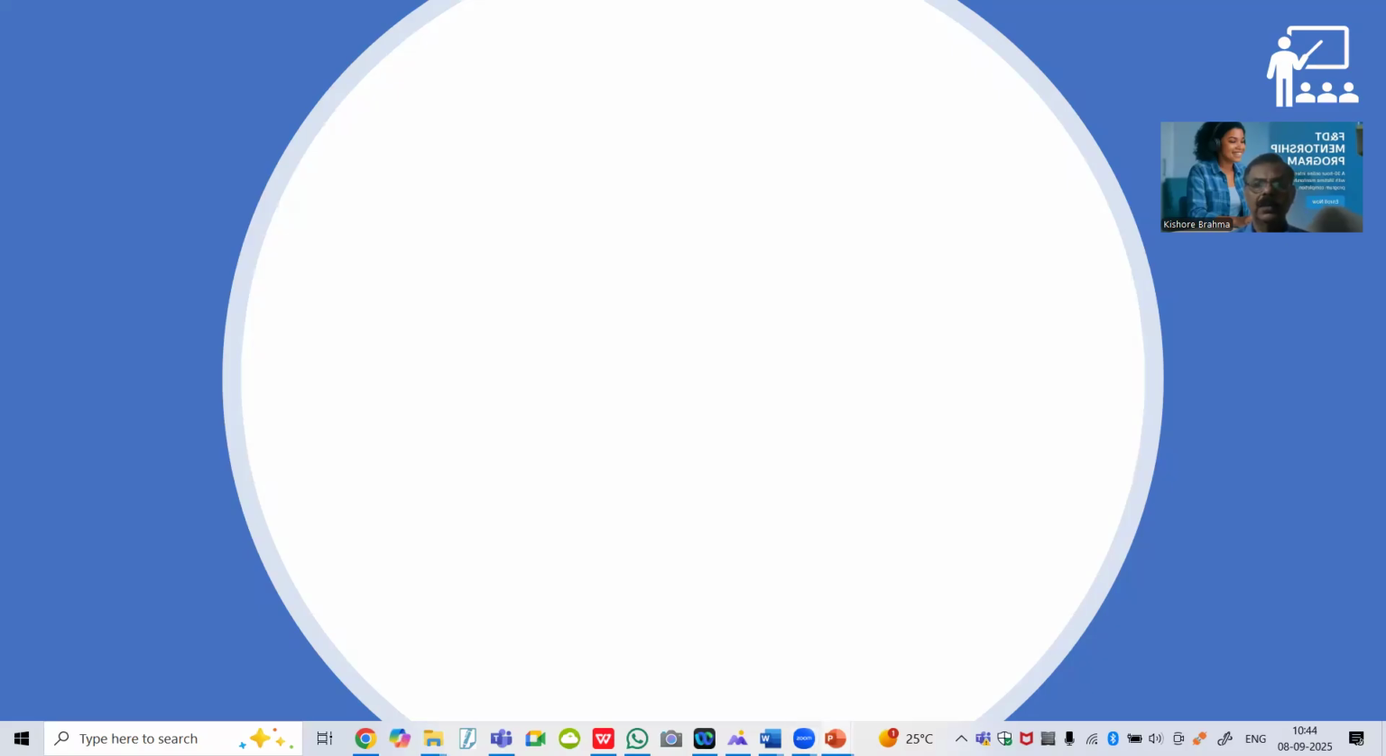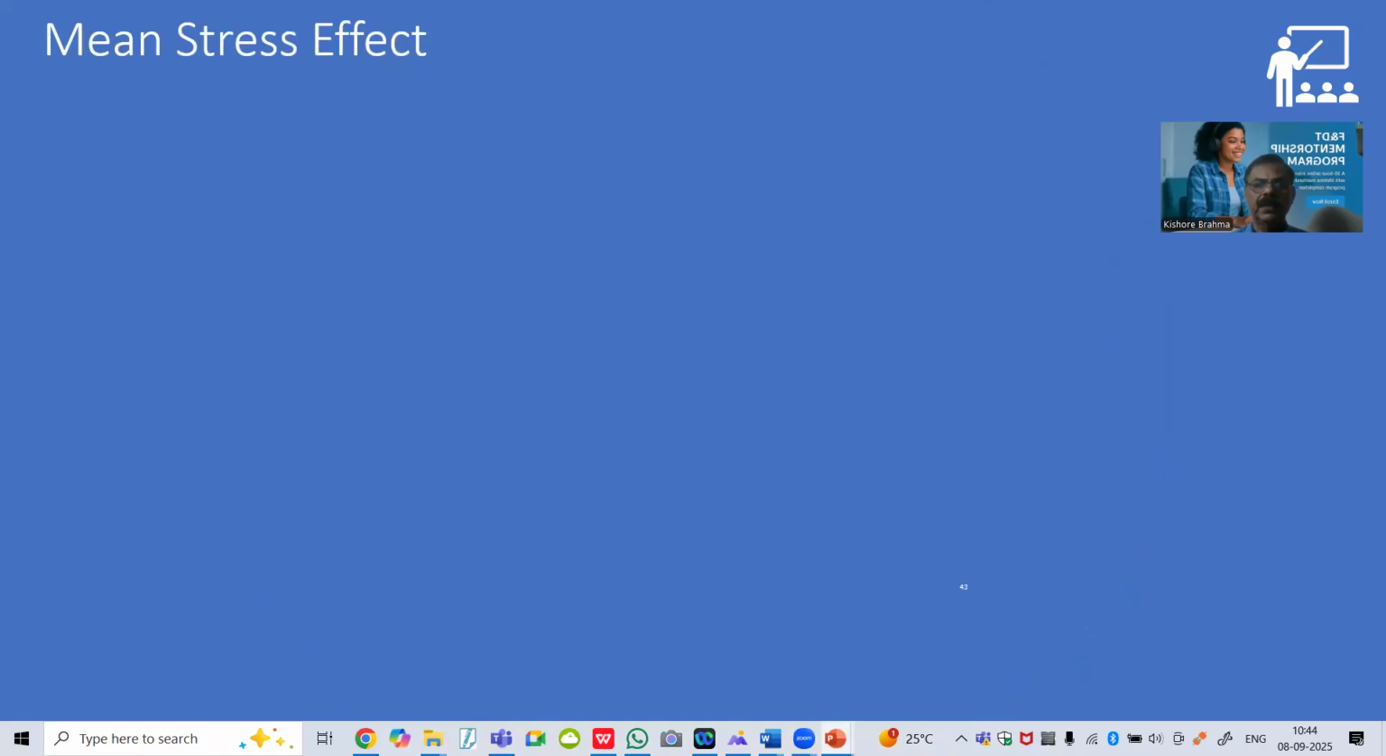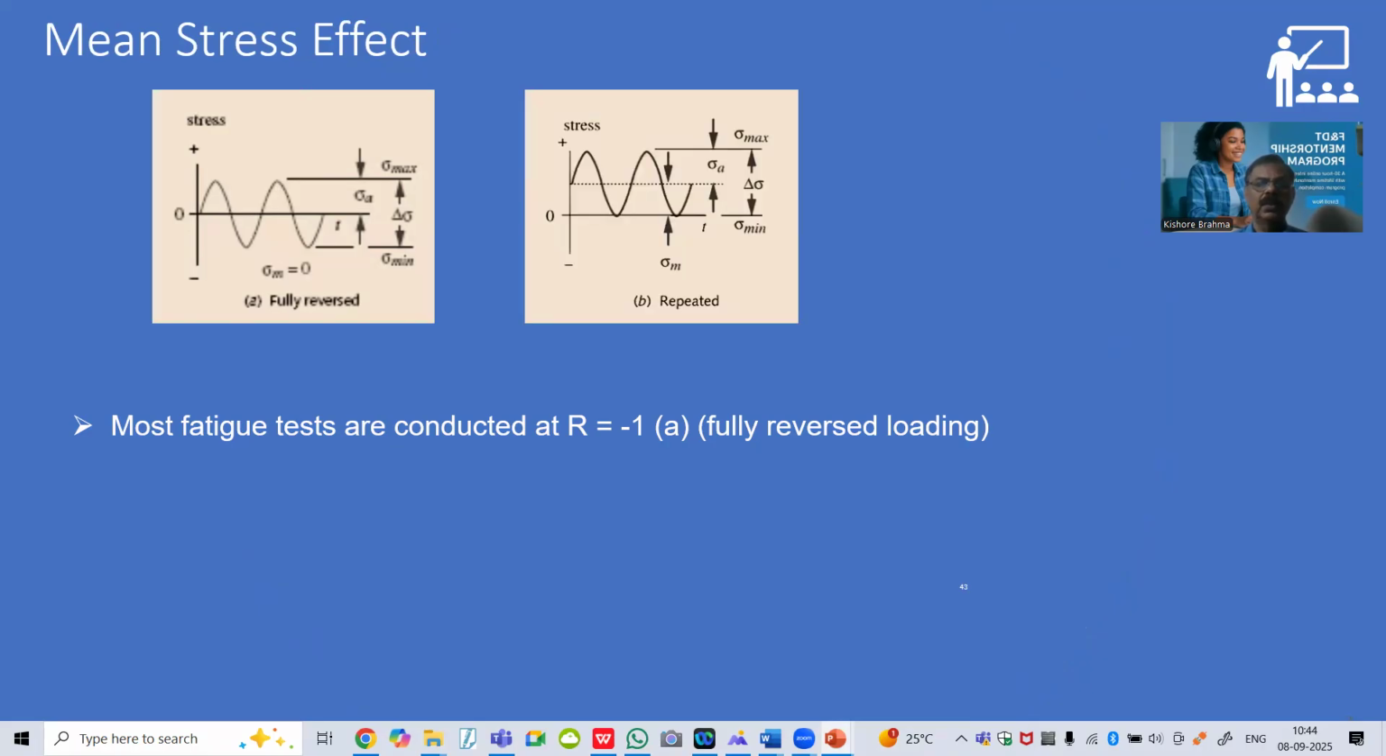Today in this session, we will go through the effect of mean stress, the effect of notch, and also Miner's rule of damage, linear damage accumulation. With regard to the mean stress effect, as we know, constant amplitude loading is represented by three different categories. Most of the tests are conducted at R equal to -1 with mean stress of 0.